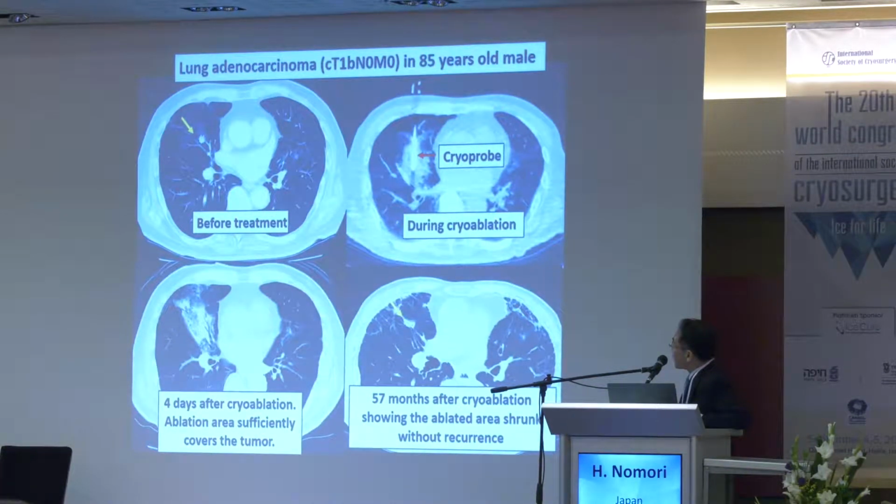I will show one case. This is lung adenocarcinoma in 85 years old male. This is a primary tumor, and this CT shows during cryoablation. The cryoprobe is here, and this CT shows 4 days after cryoablation. And you can see the ablation area sufficiently covers the tumor. And this CT shows 57 months after cryoablation, showing the ablated area shrunk without recurrence.